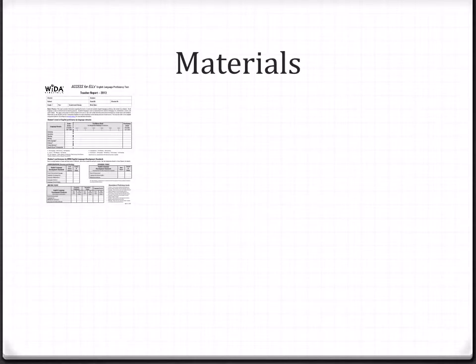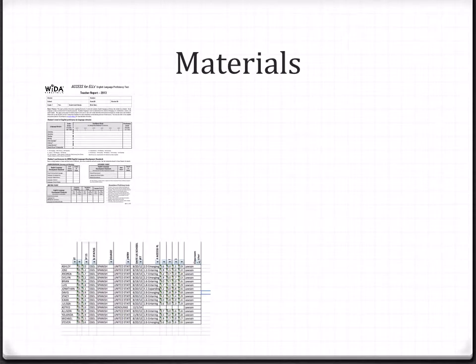Before we get started, please make sure you have the following materials as you will need them as we work through the presentation. You will need a copy of the WIDA Access Score Report for English language learners in your room. This may either be the official teacher report or an Excel spreadsheet of scores.